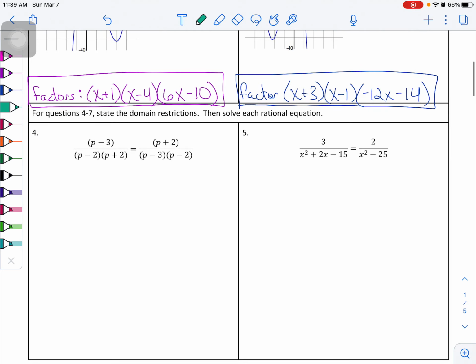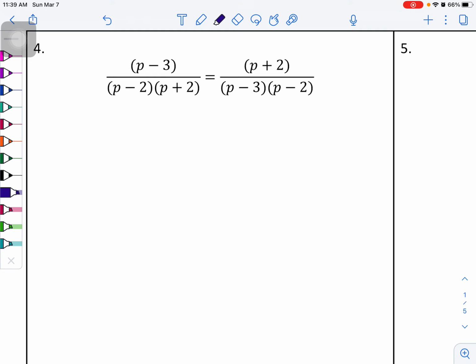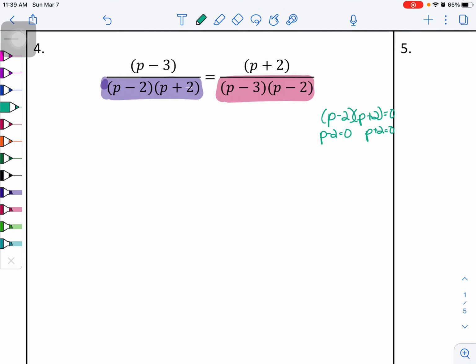Let's pop into 4 and 5 here. So directions: state the domain restrictions, then solve each rational equation. All right, so I'm going to zoom in on problem number 4. For domain restrictions, I just look at my two denominators. Off to the side here, I'm going to set each one of the factors equal to 0. So p minus 2, p plus 2, these are both equal to 0.